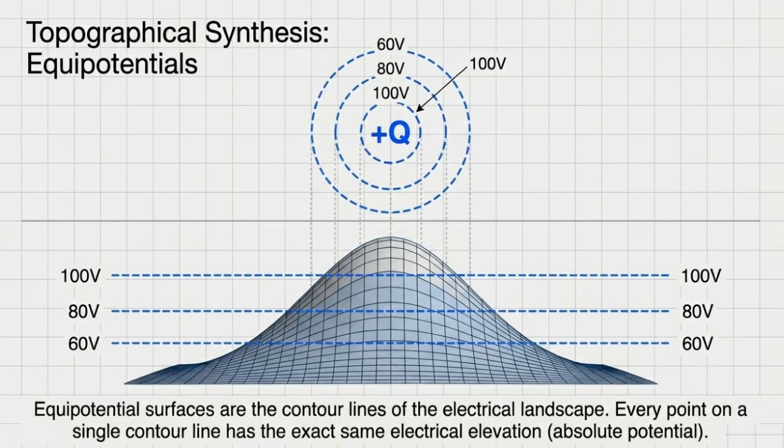The three-dimensional shape helps illustrate this electrical landscape by showing a peak at the location of the charge, with the equipotential lines effectively creating slices at different voltage levels. This analogy helps us understand how electrical potential varies in space, and why no work is done when moving a charge along an equipotential line, since the potential is constant.